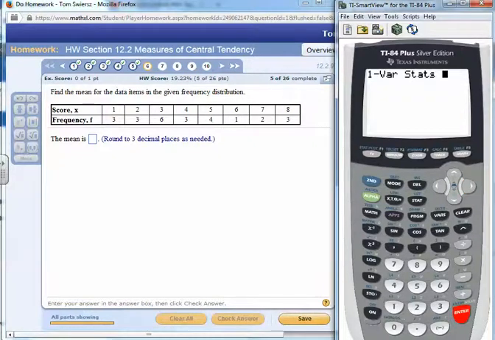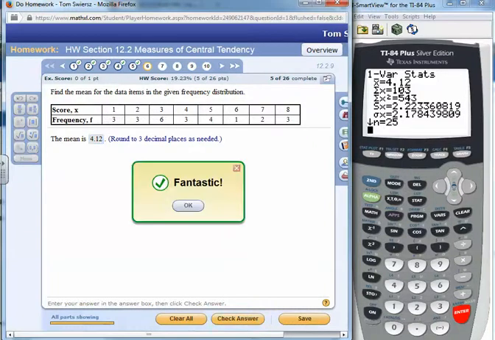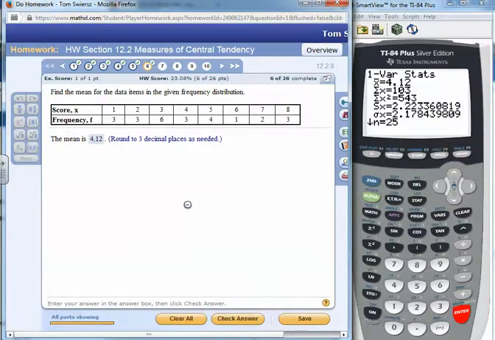Now this time, since there are frequencies, I need to do L1, comma, L2, second number 2. If you have a newer version of the 84, then you do L1 for your list, L2 for your frequencies, and then go to calculate. I use L1, comma, L2, and then I hit enter. And again, there's only 2 decimal places, so you can just put 4.12. You can put a 0 if you want. Since it's a 0, you don't have to put in the 0, and you get your answer. Okay? So very good.